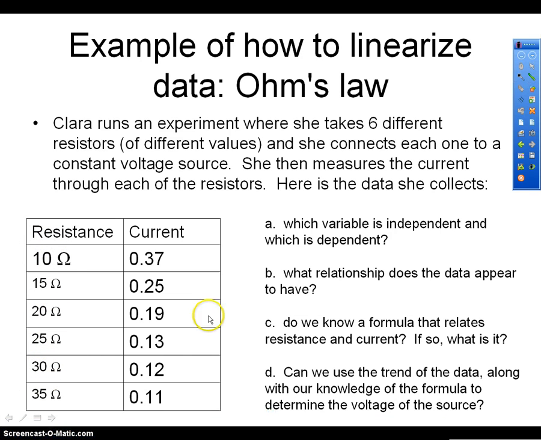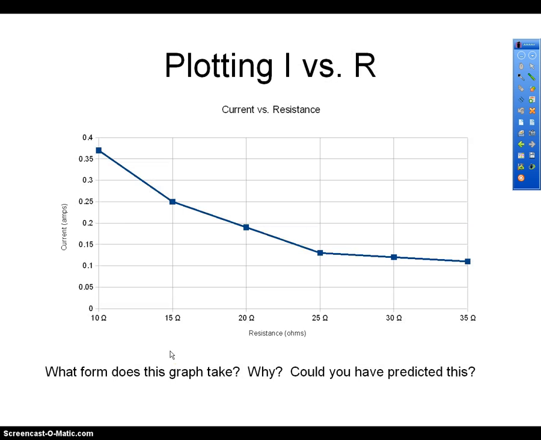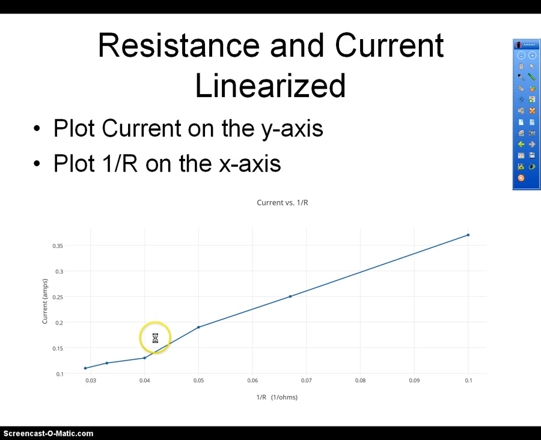So when I do that, this is what I end up getting. I plotted 1 over r down here, so you can see these are my 1 over r values, and there's my regular current. I didn't change the current at all, and I end up getting a line. So I've taken something that, if I scroll back, was inverse, and without altering the data itself, I've plotted it in such a way that it's linear.